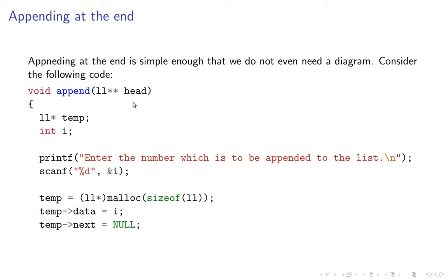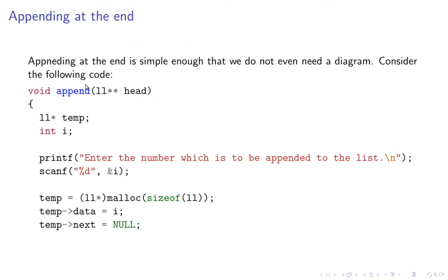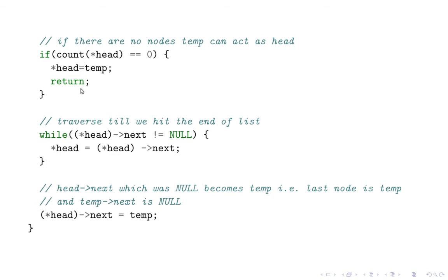Now this is very straightforward code, so I have not even drawn the diagram. We just scan the number, which is our data portion I, and we malloc a temporary node and assign I to its data portion, and next is null. Now remember, the last node's next will always be null. Now if count of head is 0, that is, there are no nodes, then we simply make head point to temp. And if there are nodes, that is, if this is not equal to 0, I have a return here. See, it's a void function, but still we return from here, because if this happens, no point going forward, right?